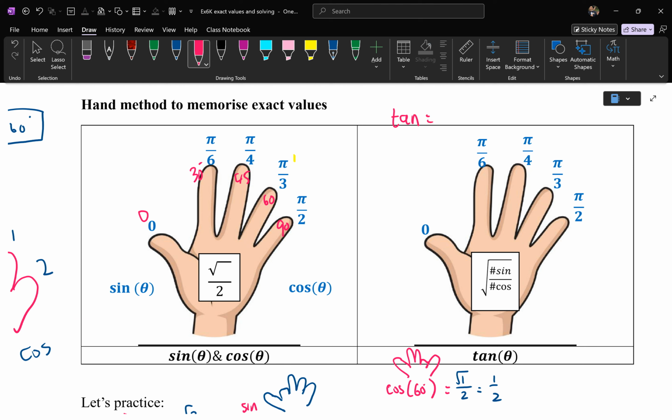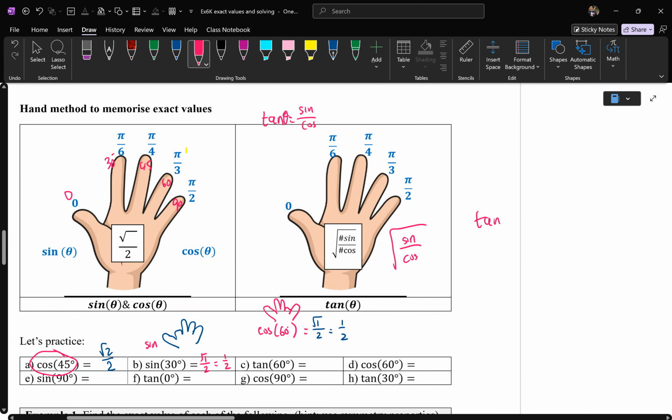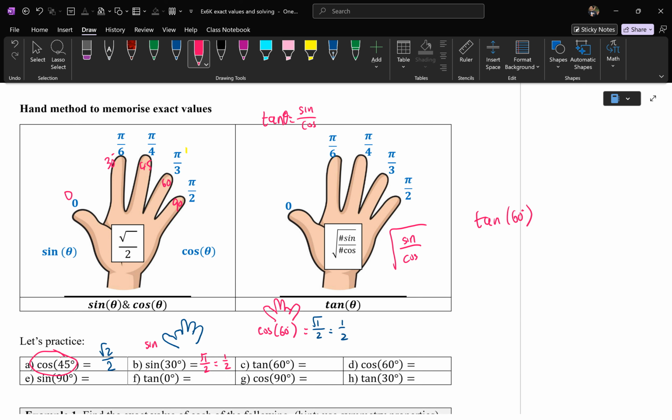Tan of an angle is sine over cosine, right? The formula still does the same thing. It is the root of number of sine fingers divided by number of cos fingers. Okay, so if you try it now. So let's do tan of 60 degrees as an example. So 60 degrees, which finger is it? Yes, ring finger. So this one goes down.